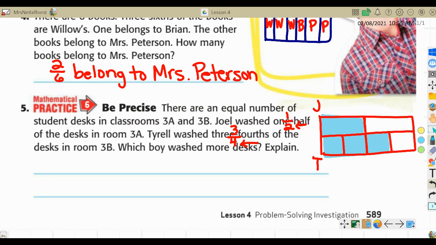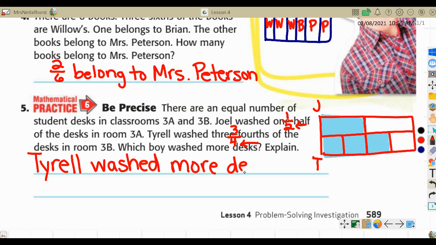I have the word explain there, so I need to use comma because. Okay, so Tyrell, is it 1 R or 2 in Tyrell? 1 R. Tyrell washed more desks. We don't know how many, we just know he washed more desks, comma because.